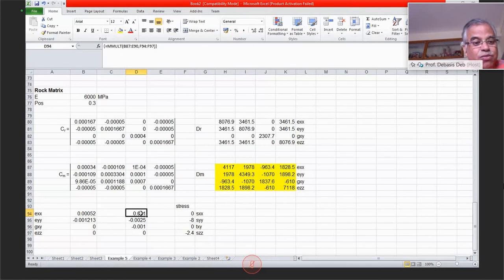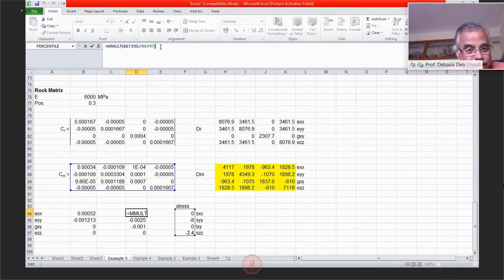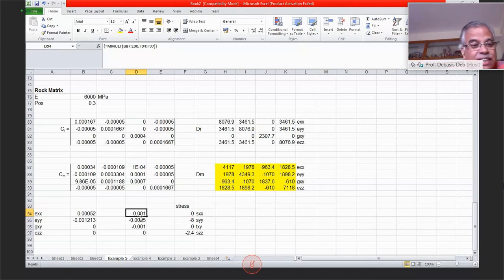Now you see what happens in this case for jointed rock mass. So when we multiply this with this one for the same stress, you see the increase in strain in x direction. It was 0.00052 and this has now become 0.001. So it has almost doubled. And this one is also double.